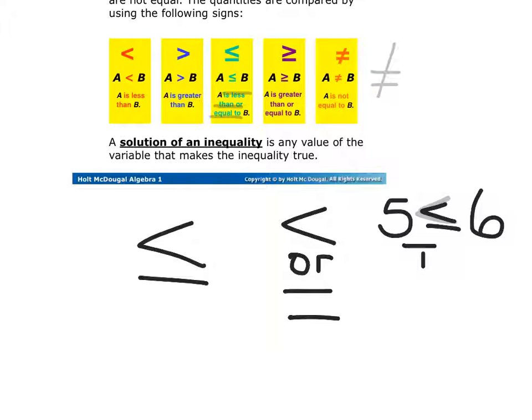Now, what if I said, is 5 less than or equal to 5? Is that a true statement? Yes, it is. It satisfies the equal to part. So both of these are true statements. The first one satisfies the less than part, and the second one satisfies the equal to. It can't do both. So that's how that one works.